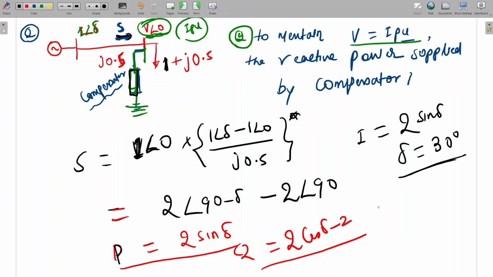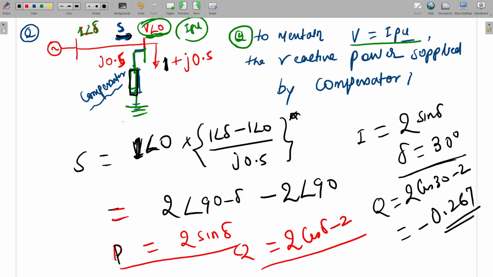So delta will be 30 degrees. So what will the Q value? Q will be 2 cos delta minus 2, which is minus 0.267. See here, the Q flowing in this direction, how much? Minus 0.267. So it means that here the Q is flowing in this direction. What is the value of the Q? 0.267.